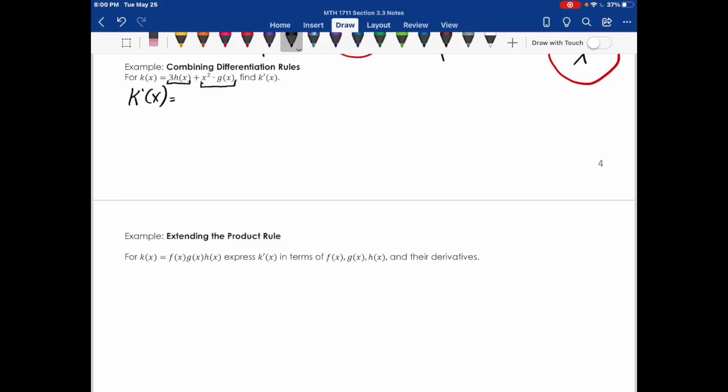So notice here I've got a product rule, and here I've got a constant times a function. So the first term I can just take 3 times the derivative of h of x. Now, this is where we have to be careful. I have 2 functions. I have x squared and I have g of x. So I have to apply the product rule. So I'm going to do this inside the brackets. So I'm going to think of x squared as my f. And I'm going to think of g of x as my g to make it a little bit easier.